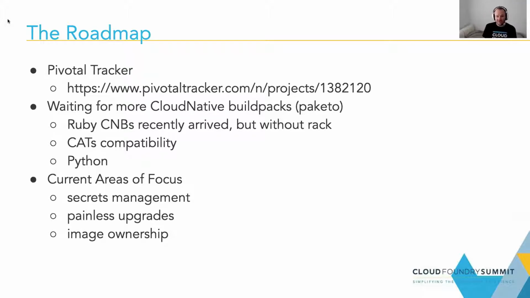We are bringing in more buildpack support. So we use CNBs, Cloud Native Buildpacks, to actually build these applications on the fly. So there are a number of buildpacks supporting different application types. The Ruby CNB recently arrived. Unfortunately, it doesn't have Rack yet, but it's still a welcome addition to be able to push Ruby apps, and we will eventually have Rack-based apps as well. We're working on Cloud Foundry acceptance test compatibility so that we can adequately test the platform and ensure stability. And there's also a Python buildpack coming in as well.